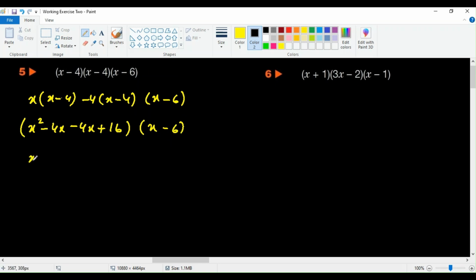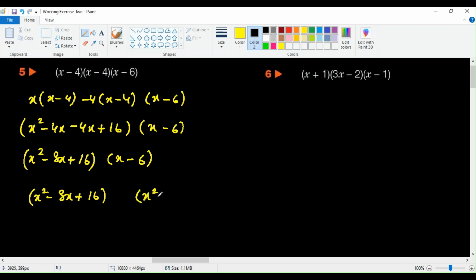Now this is going to give us minus 8x plus 16, which is to be multiplied by x minus 6. Now I will write x squared minus 8x plus 16 two different times like this, and plus 16 this way, and now I will write x minus 6. I will write x and minus 6 this way.